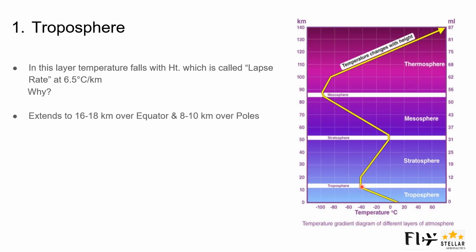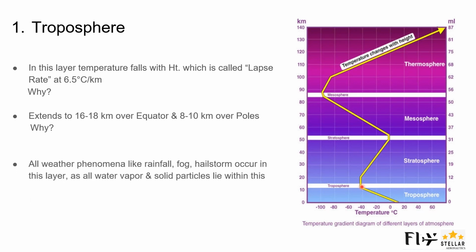Troposphere extends to 16 to 18 km over equator and 8 to 10 km over poles. But why does the thickness of troposphere vary? It varies because of high insolation near the equator, air is less dense at equator, centrifugal force is maximum at equator, and gravitational pull on atmosphere is more at poles than equator.